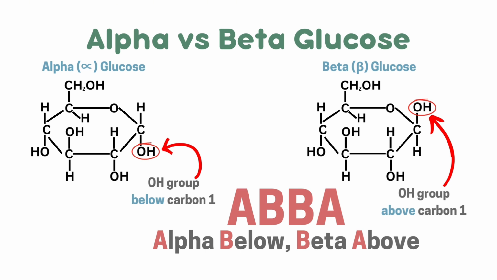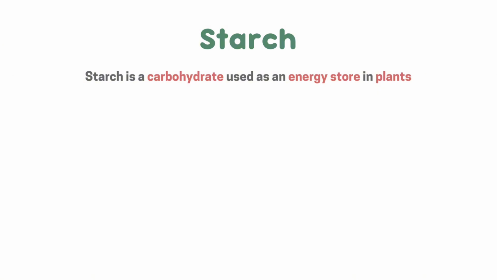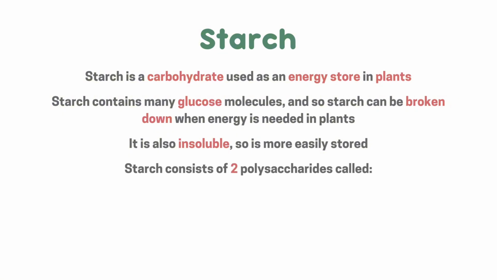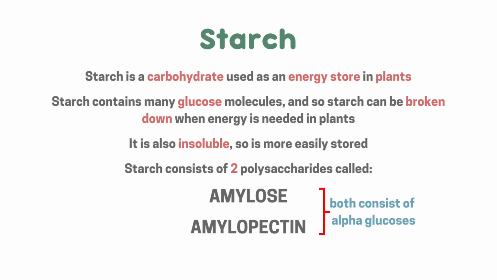Now let's have a look at our first polysaccharide, which is starch. Starch is a carbohydrate used as an energy store in plants. Starch contains many glucose molecules, and so starch can be broken down when energy is needed in plants. It is also insoluble, so it's more easily stored, so will not dissolve in the plant cells. Starch consists of two polysaccharides called amylose and amylopectin. Now these both consist of alpha glucose molecules.